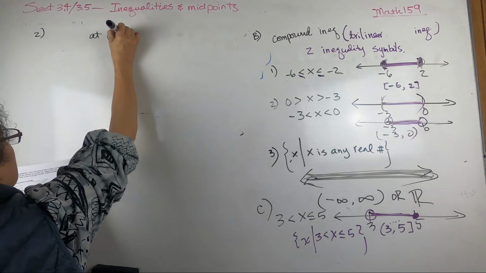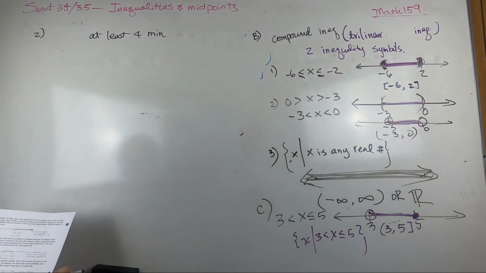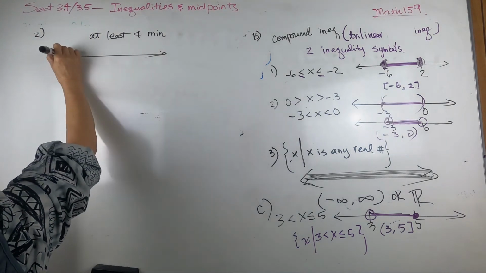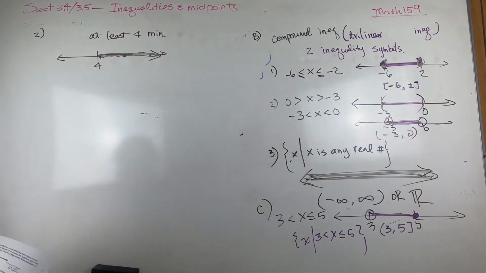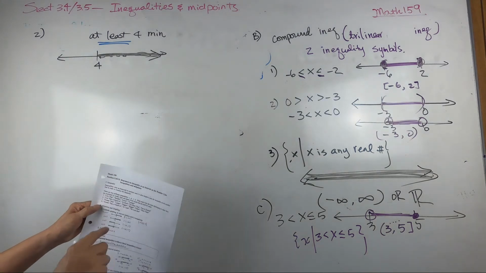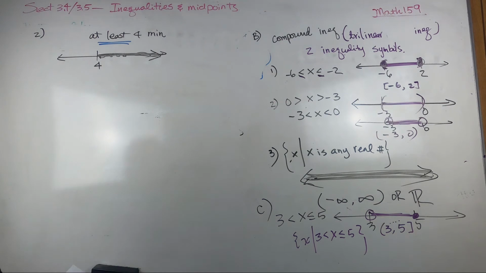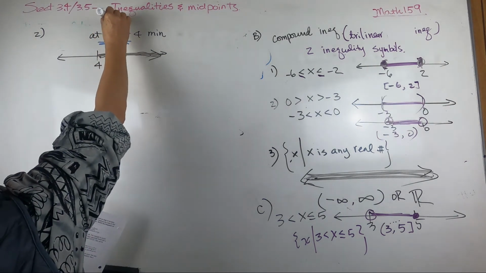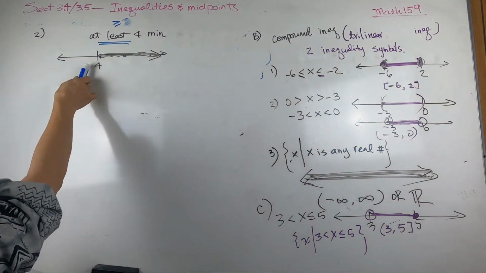So we want to sketch at least 4 minutes. At least 4 minutes means 4 minutes and above, so it's here. You have to decide, do you include 4 or not? At least, what do you think? If you look at your previous page, at least means 4 minutes or more, so you translate it to greater than or equal to. So does that include 4?